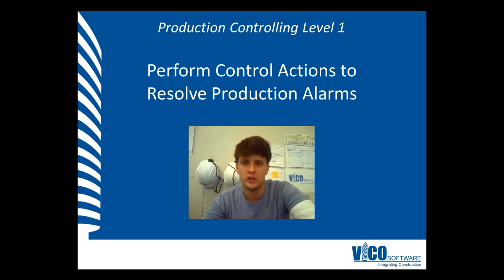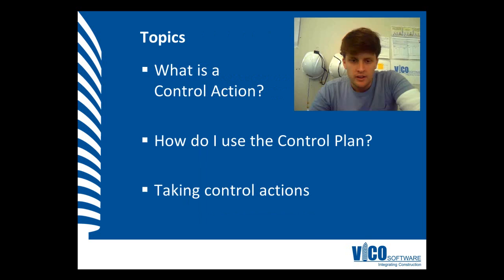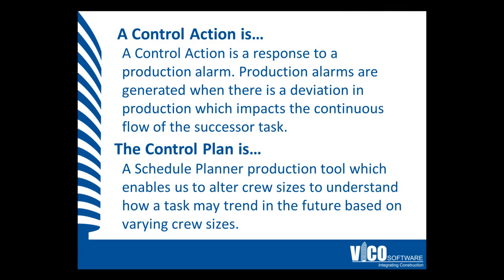We're going to perform control actions to resolve production alarms. In this vignette, we're going to describe to you what a control action is, how we use the control plan, and how we take control actions based on what we enter into the control plan. A control action is a response to a production alarm. Production alarms are generated when there is a deviation in production, which impacts the continuous flow of the successor tasks. The control plan is then enacted.